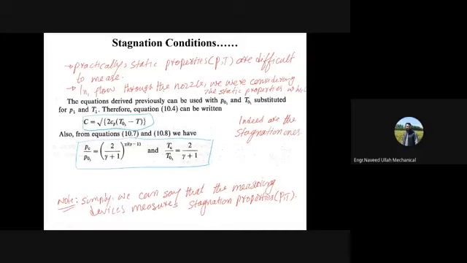OK, so here, practically, I told you about static properties. Pressure and temperature are difficult to measure, as I told you. Why? Because you need to move the measuring device with the same speed with which the flow, or the working fluid, is moving. That is not practically possible. So in flow through the nozzle we are considering the static properties. OK, we have considered the static properties.